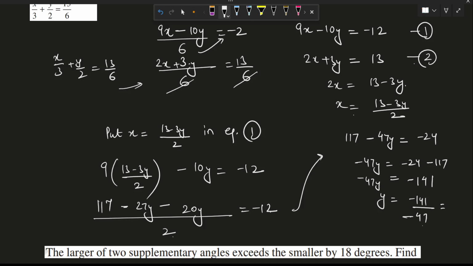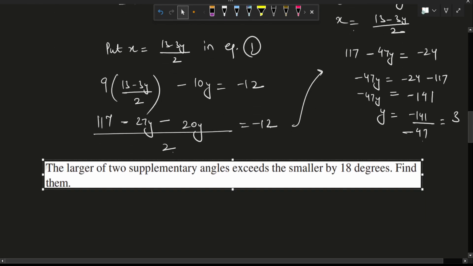47 threes are 3, 1 2 carry over, yes, it's going by this 3. So y is 3. Now I have y as 3. What will be the value of x then? I think it's the same solution.